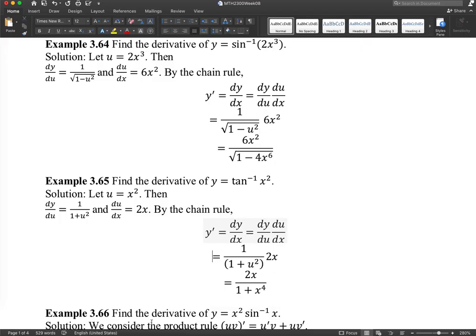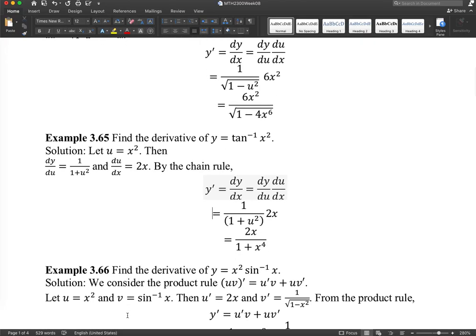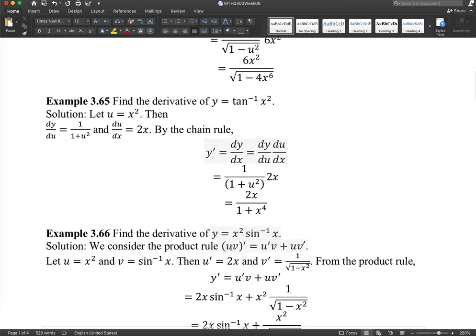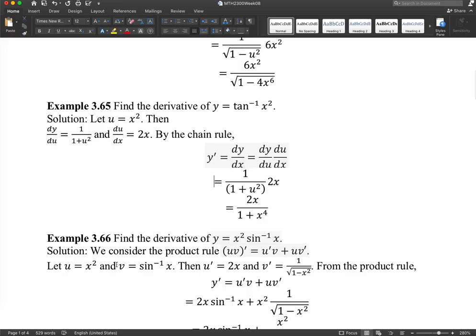So example 3.66 is exactly the case. Similarly, we do have sine inverse of x exactly, but there's x squared in the front. So my response here is that I'm seeing this function as a product. Certainly when we work with derivatives, there's a product, and that is the product rule. So I copy and paste the formula for the product rule. And then I'm taking u as x squared.